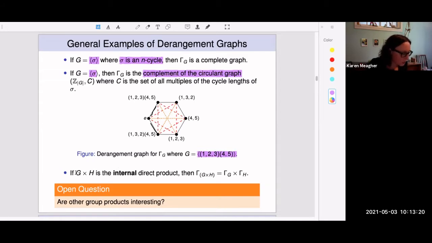If I take a product of groups, so if I do an internal direct product of two groups, I can just write down the derangement graph as a direct product of derangement graphs. So it has this really nice structure. So one open question I have is, what about other graph products? Are there other natural graph products, other interesting group products where we can figure out the derangement graph using graph products?